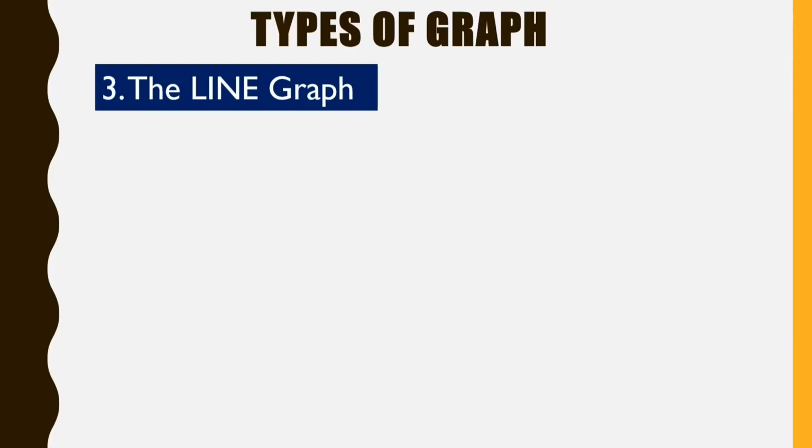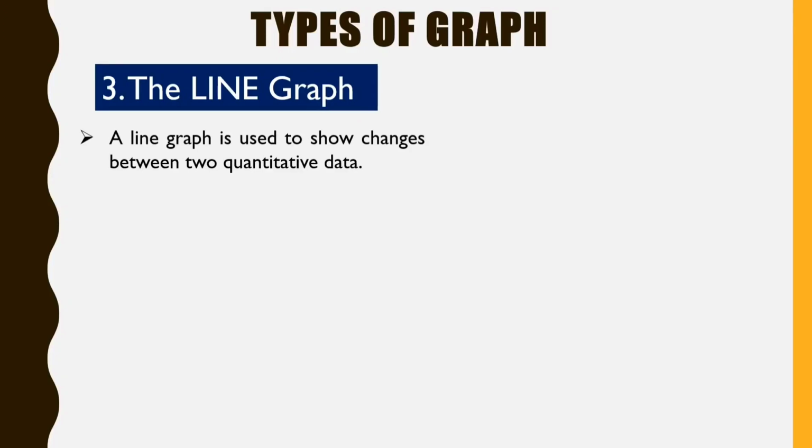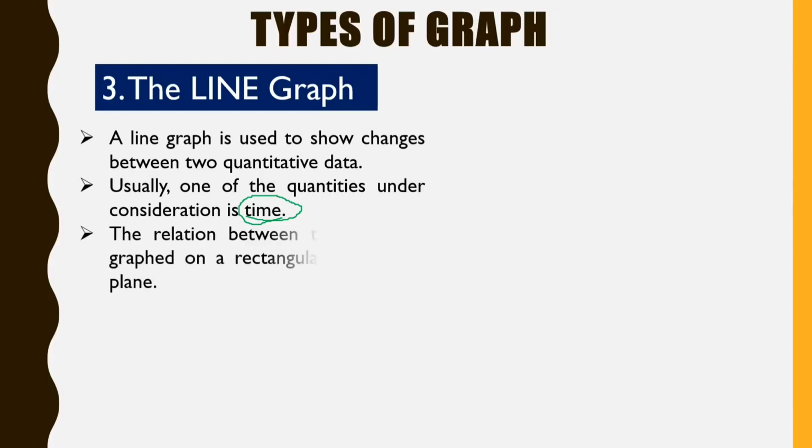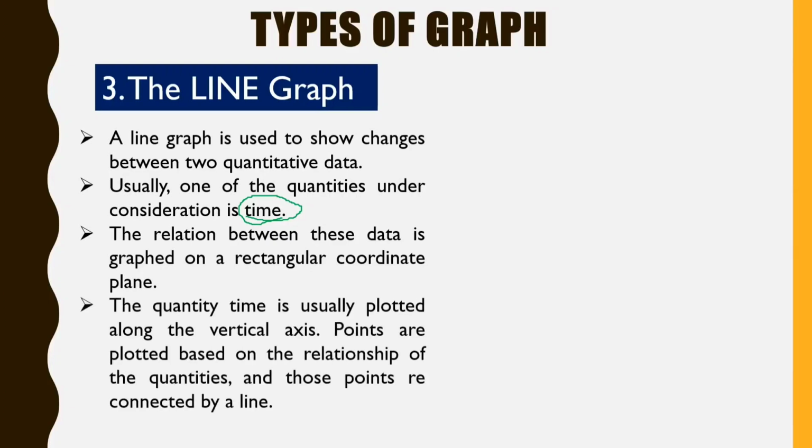The third type of graph is the line graph. A line graph is used to show changes between two quantitative data. Usually, one of the quantities under consideration is time. Once again, usually we use a line graph to show changes over time. The relation between these two is graphed on a rectangular coordinate plane. The quantity time is usually plotted along the horizontal axis. Points are plotted based on the relationship of the quantities and those points are connected by a line.